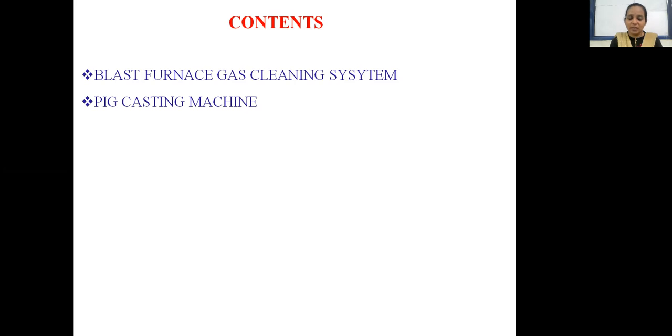Before being used by all these means, the exhaust gas must be thoroughly cleaned of its contamination by dust particles and other contaminants. So, let's discuss the blast furnace gas cleaning system in this session.